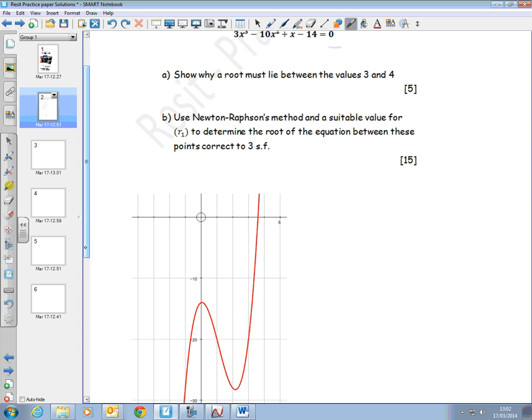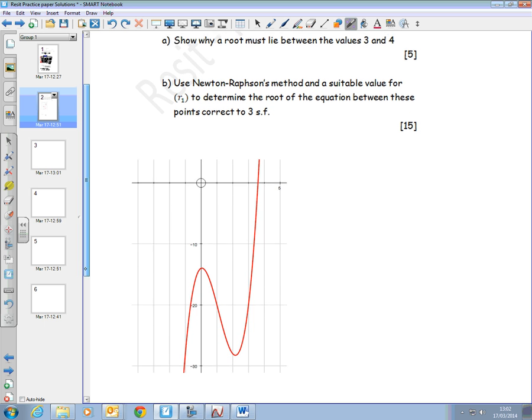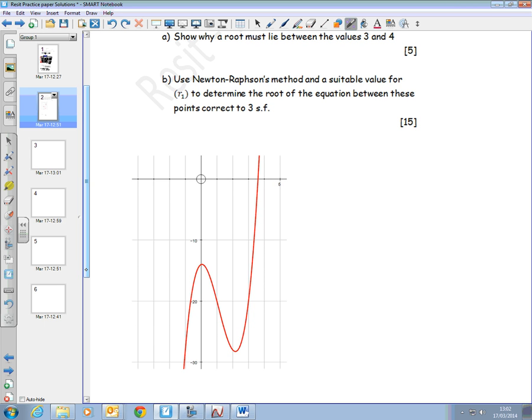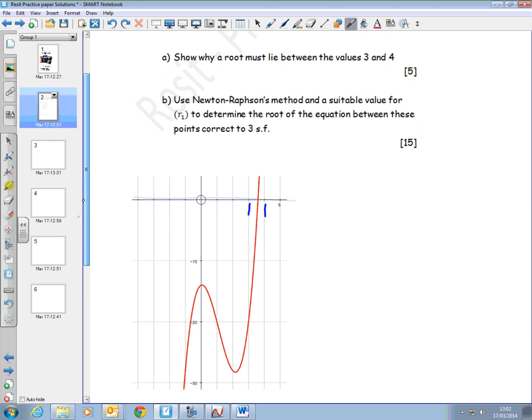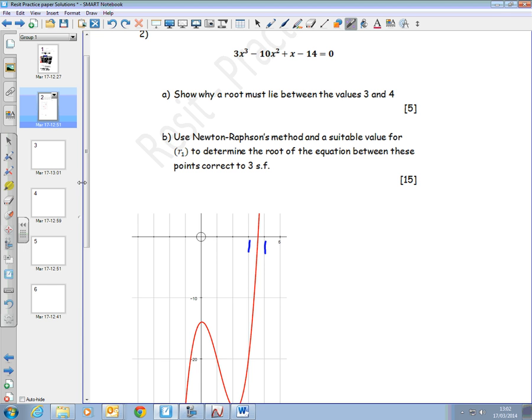get this diagram, but you can see that if you look at the x-axis, which is here, there's one place where it cuts the x-axis, and that's between points 3 and 4. What you're asked to do is to show that there's a root between the values of 3 and 4. And so what we're relying on is the fact that if there is a solution between 3 and 4, then at 3 it must have a negative value, going to a positive value up here somewhere when it's 4.